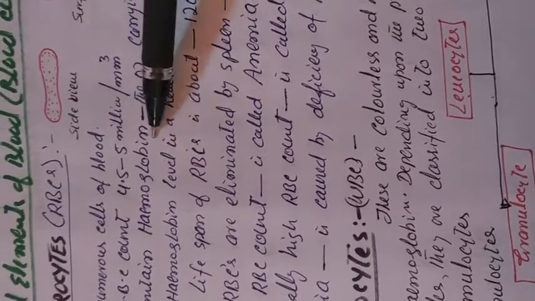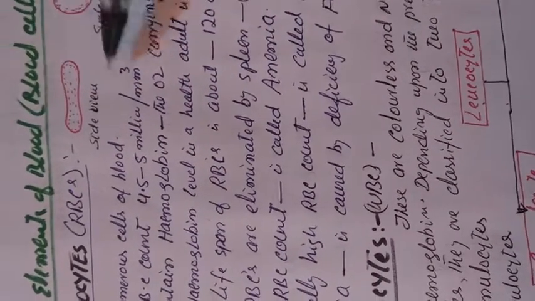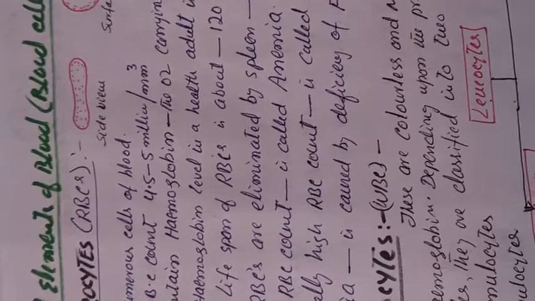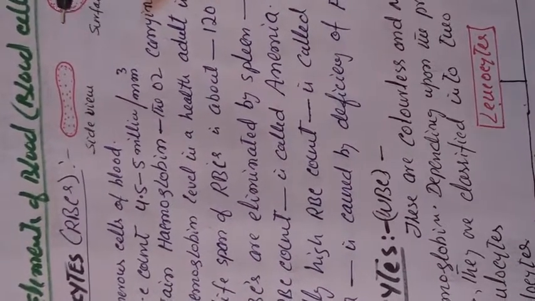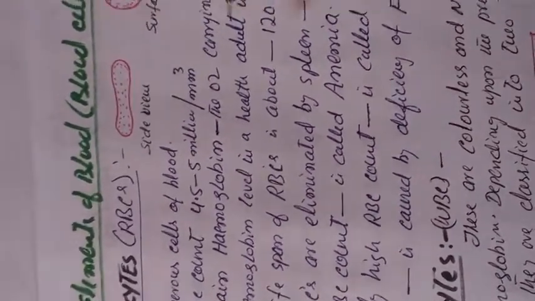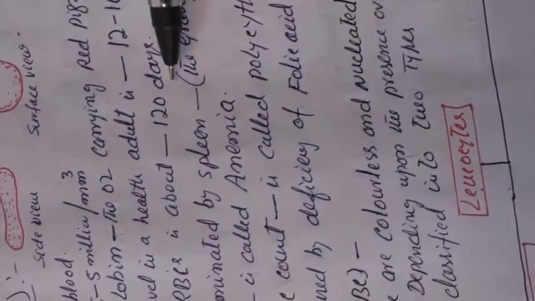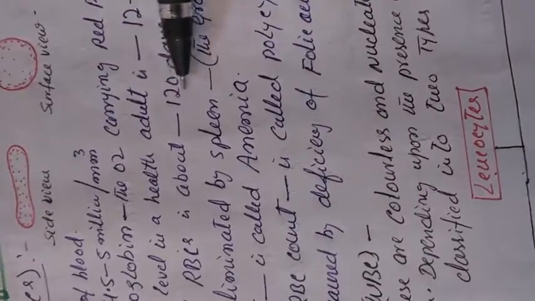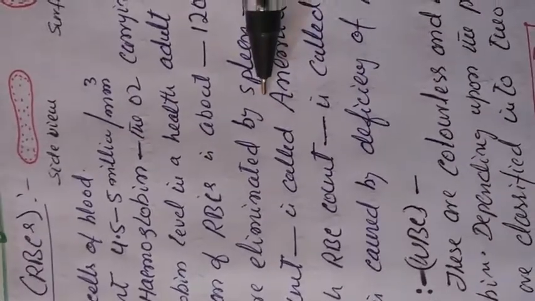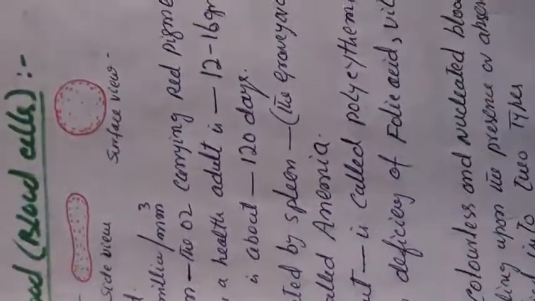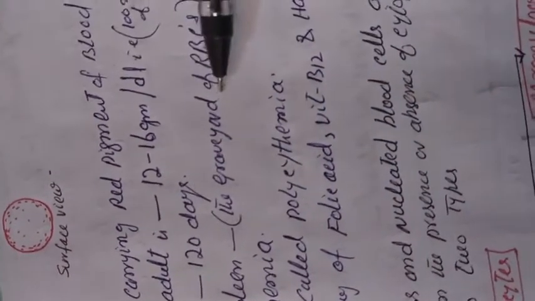These RBCs contain hemoglobin, which is the oxygen carrying red pigment of the blood, and the normal hemoglobin level in a healthy adult is 12 to 16 grams per deciliter, that is per 100 ml of blood. The average lifespan of the RBC is about 120 days, and the dead RBCs are eliminated by the spleen. That is why it is also called the graveyard of the RBC, wherein the dead RBCs are eliminated.